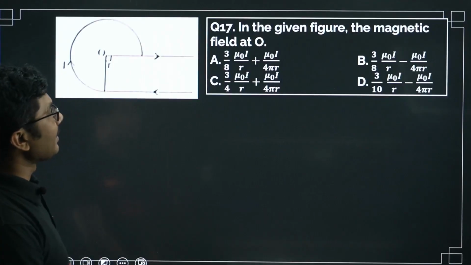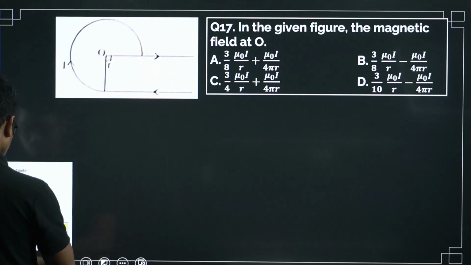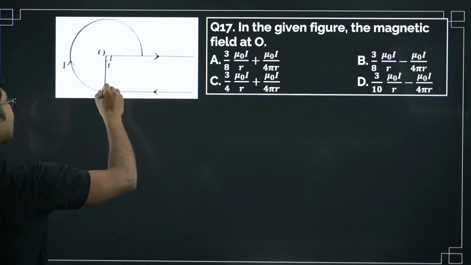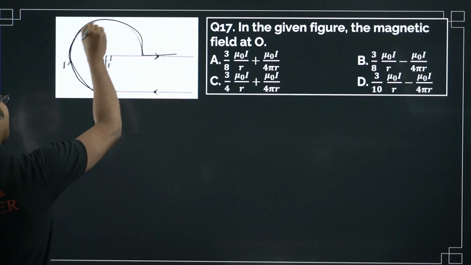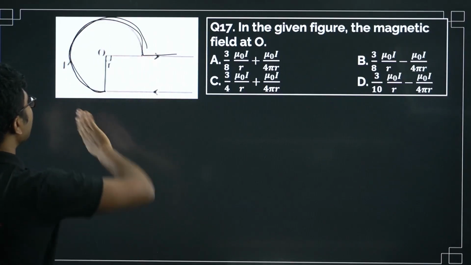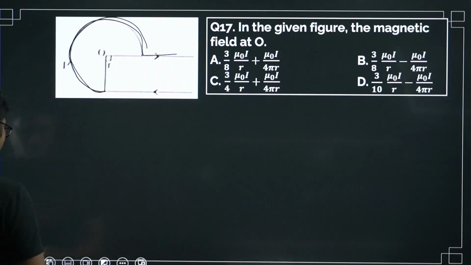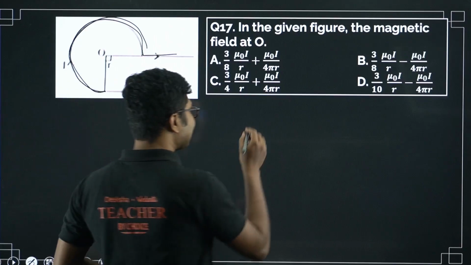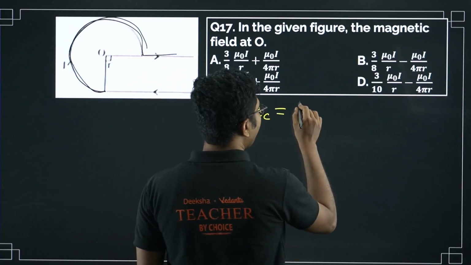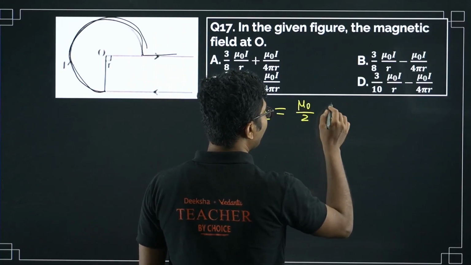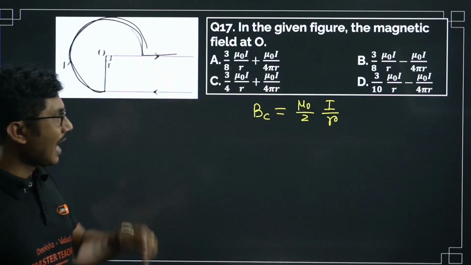Now in the given figure, the magnetic field at O. This is also a very common question. We have solved this question in our PU class as well. So this is the current direction, it is coming like this. First we have to find the magnetic field due to this current carrying circular loop at the center. The magnetic field due to a circular loop at the center is basically mu naught by 2, I by R, right? Mu naught by 2 I by R.